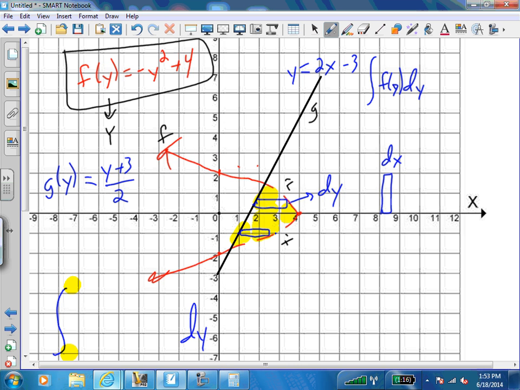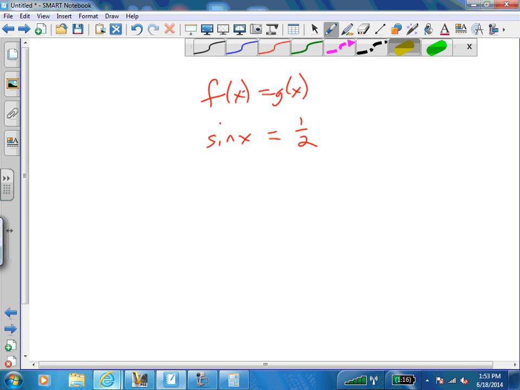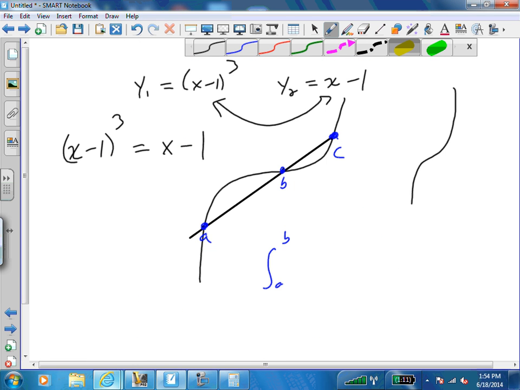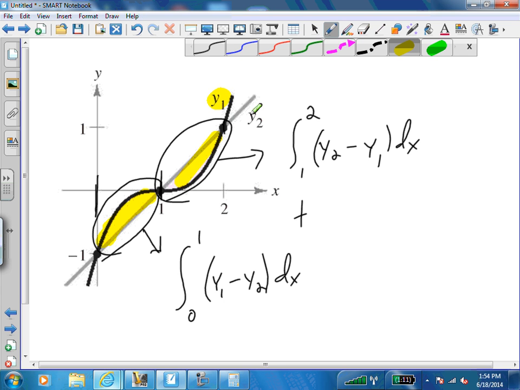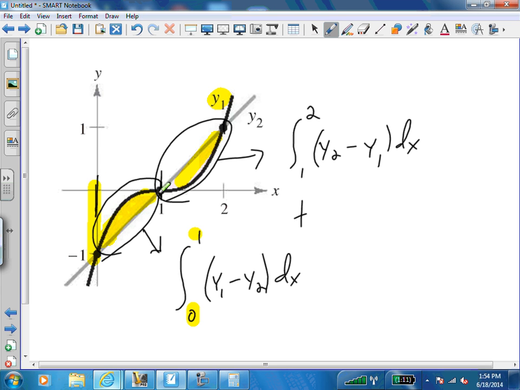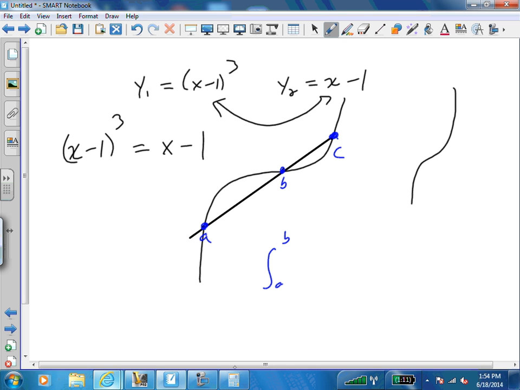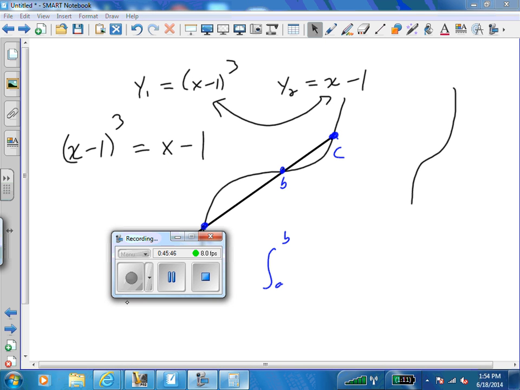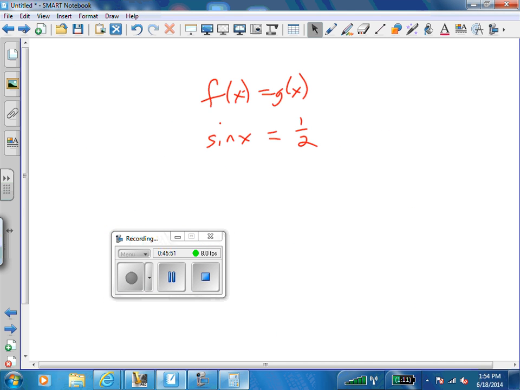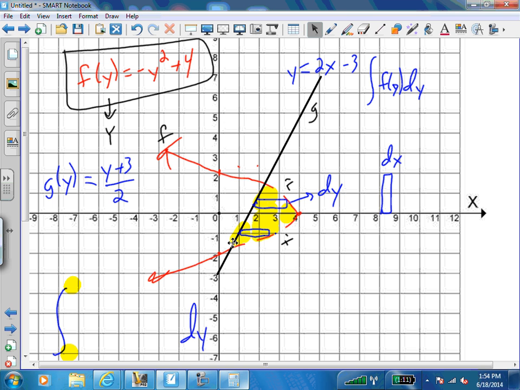When we integrated dx, notice our limits were x values, 0, 1, and 2. But when we integrate dy, then our limits are going to be in the y direction. So whatever this y is to whatever that y is.